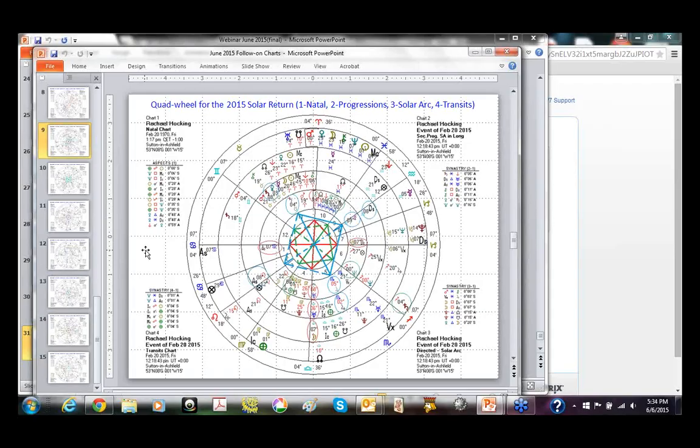Hi, fantastic presentation. The whole series has been really good, and thank you to both of you for that. I have a quick question about my progressed moon in the solar arc directed. How long does that moon sit there for?